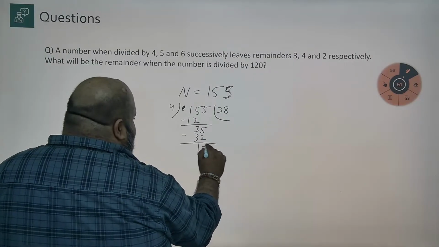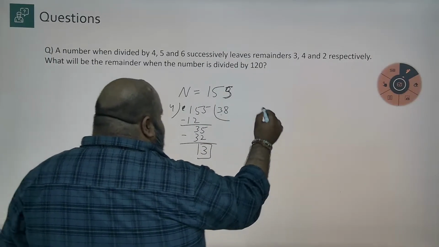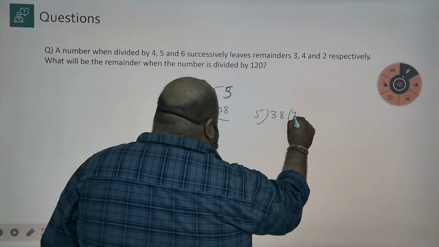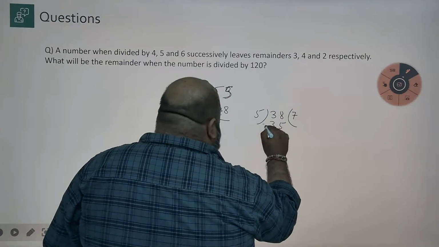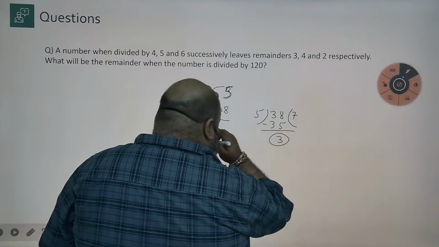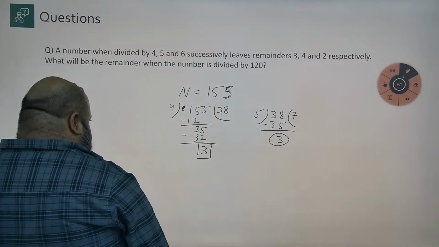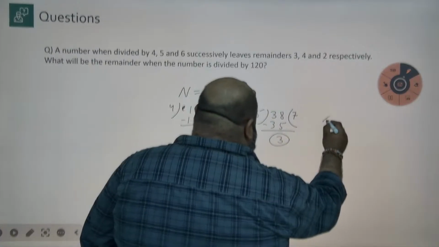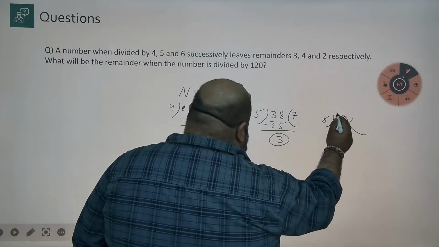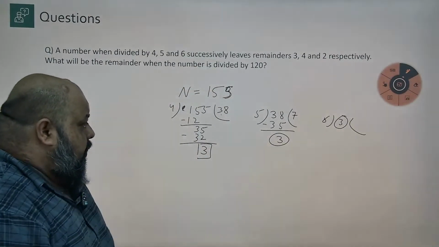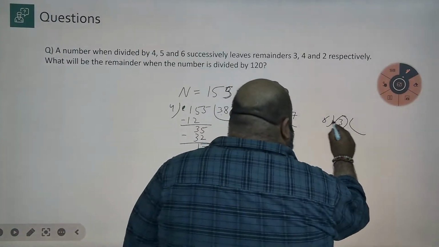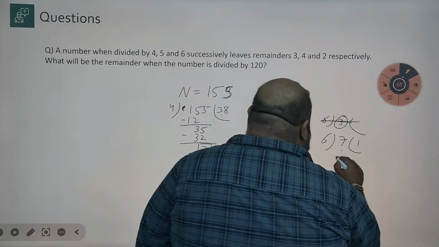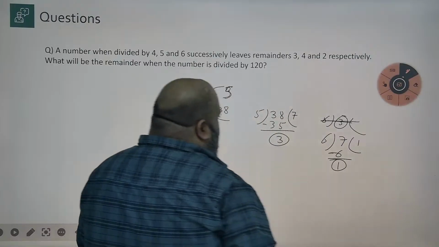So I get a remainder of 3. Then I'll take this quotient divided by 5. Again I get a remainder of 3. Then this quotient will be divided by 6. This 7 will be divided by 6. 6 ones are 6. So a remainder of 1.